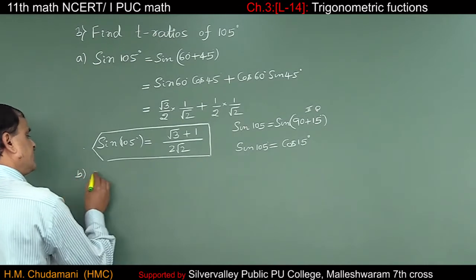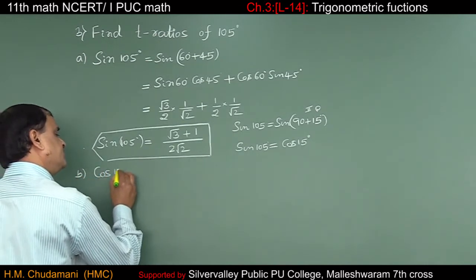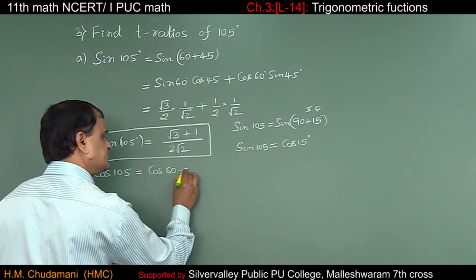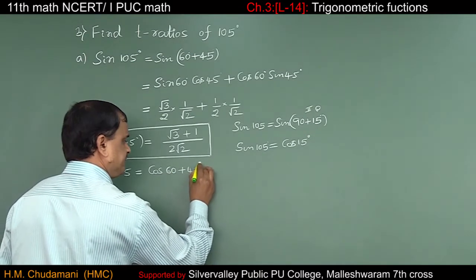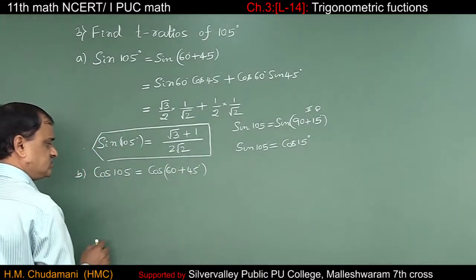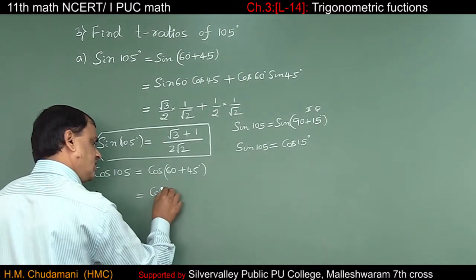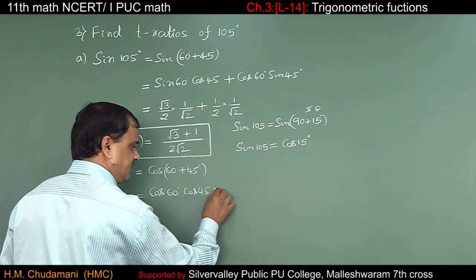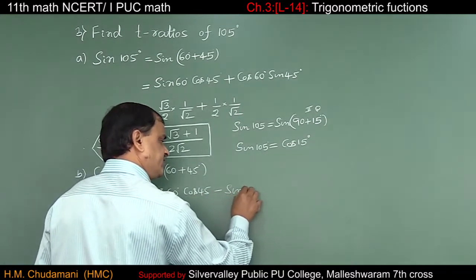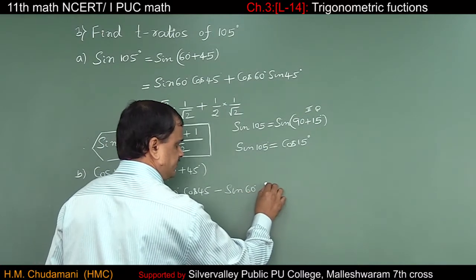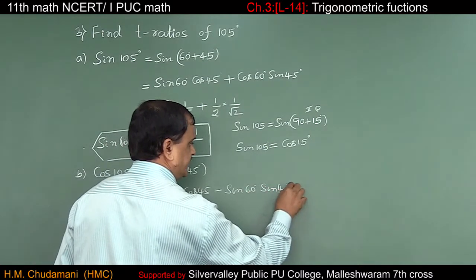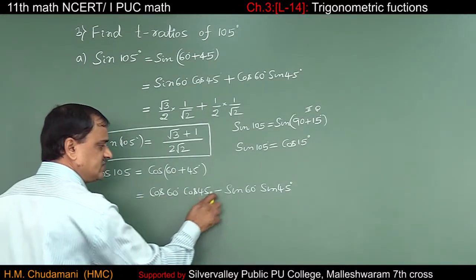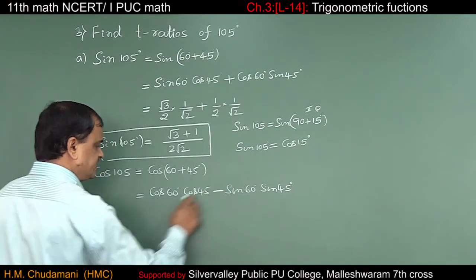Then cos 105 degrees can be written as cos of 60 plus 45. This is of the form cos of A plus B. Cos of x plus y is cos x into cos y minus sin x into sin y. Okay. Cos of x plus y is cos x cos y minus sin x sin y.